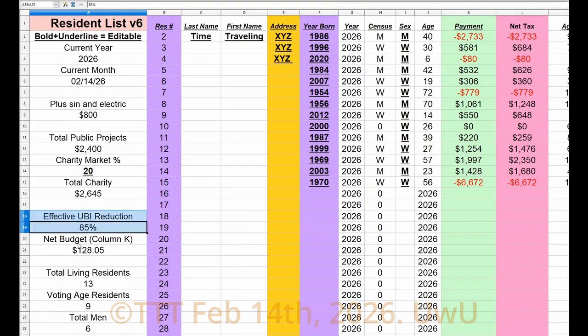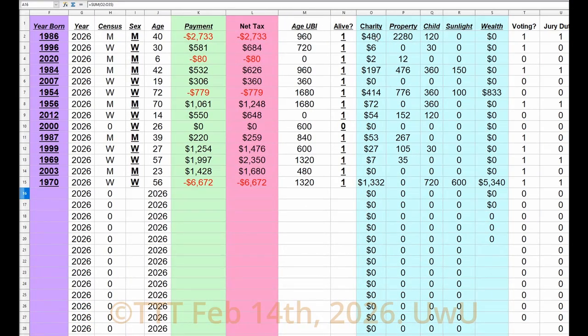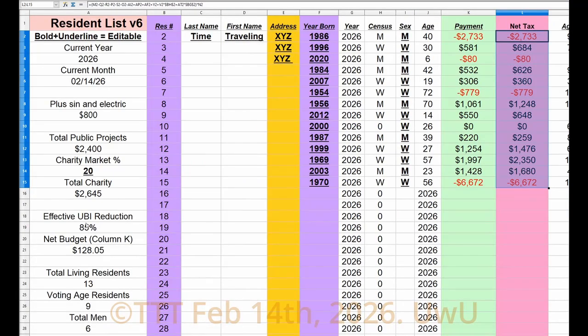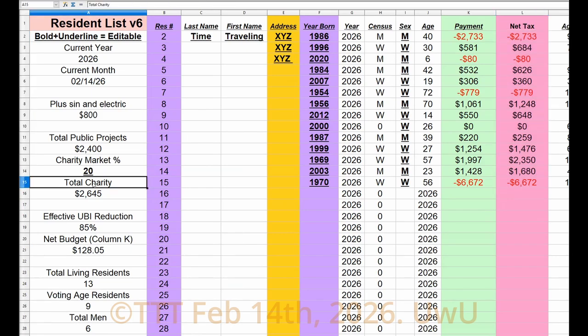So here's our effective UBI reduction, 85%. This is our balanced budget right here, 128 left over. You can see our charity is separate. The charity is purposefully separate from a lot of the other calculations. But here it is right here. Boom, there's the charity. This gets collected right here in your net taxation. So the charity gets collected, but then it's separate from the rest of the database.